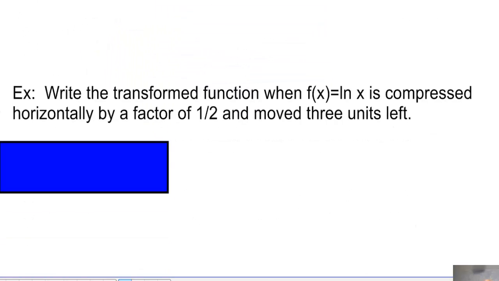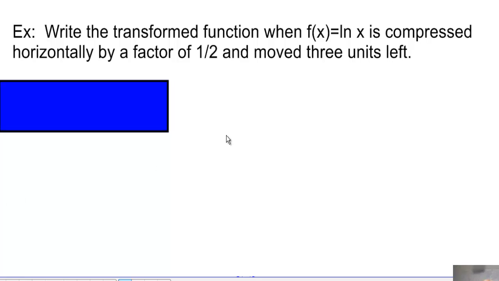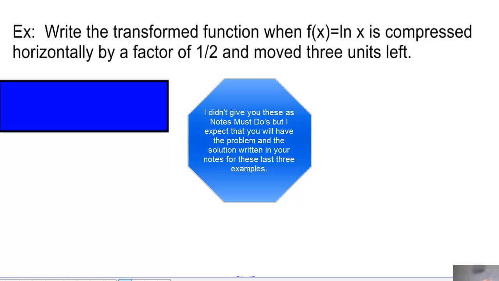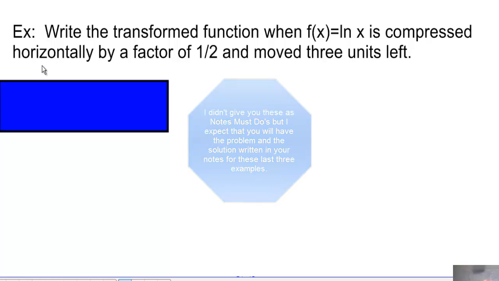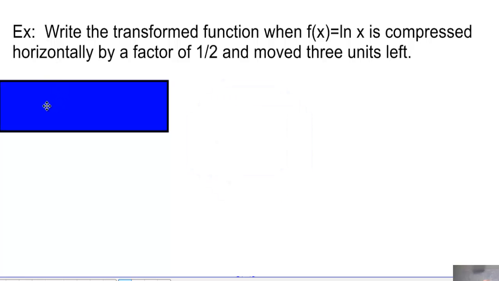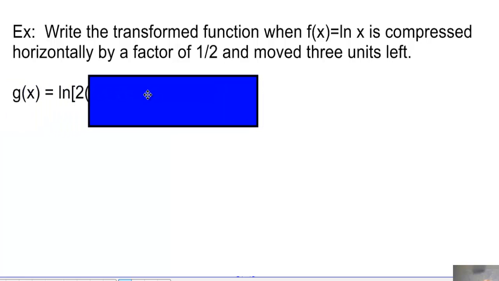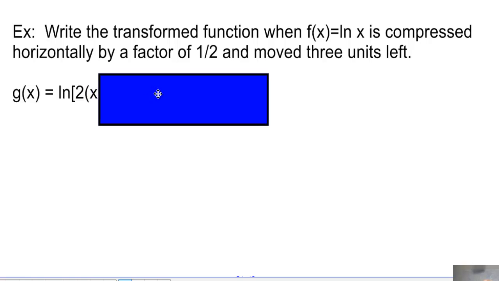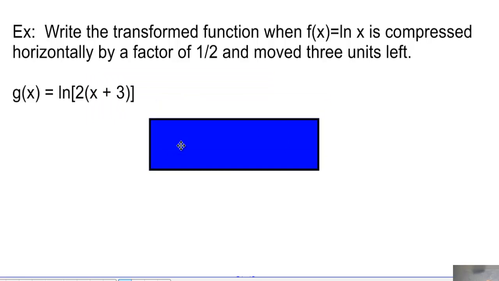Let's take a look at one last example. Write the transformed function when f of x equals ln of x is compressed horizontally by a factor of 1/2 and moved 3 units to the left. If we're talking about a horizontal compression, that means you really need to multiply the x value by the reciprocal of this. So it's going to be g of x equals ln of 2 times x, but it's being moved 3 units. So we would have ln of 2 times the quantity x plus 3. Check me on that one on your calculator.